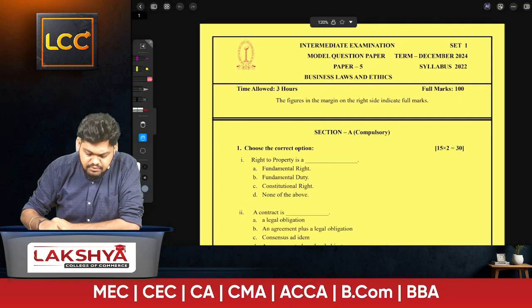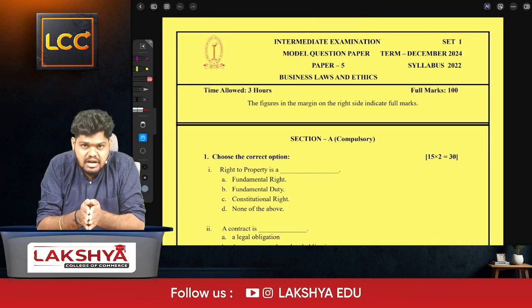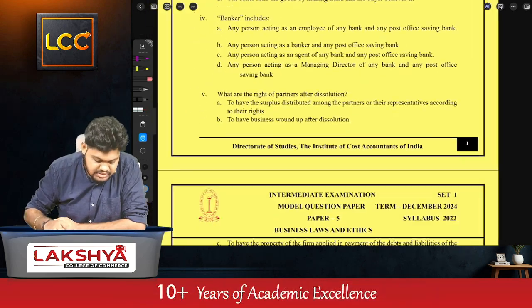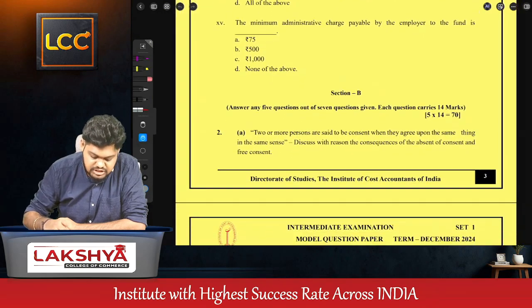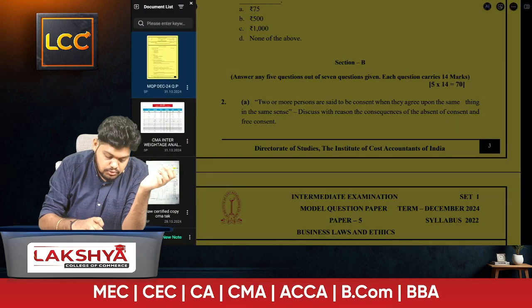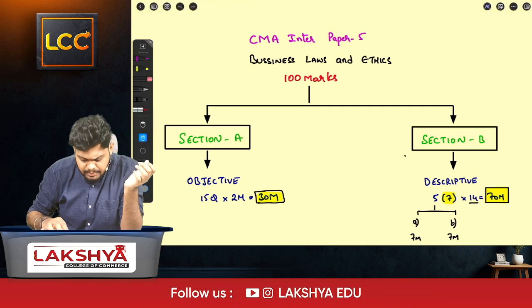Before we start all the procedure, let's analyze your paper first. As you know, Paper 5 Business Law and Ethics comes for a total of 100 marks, which is divided into Section A, MCQs, your compulsory part, which will comprise 15 questions, and Section B following that, where you have the descriptive part. So let's analyze the paper pattern first, then we'll move on to the paper decoding.